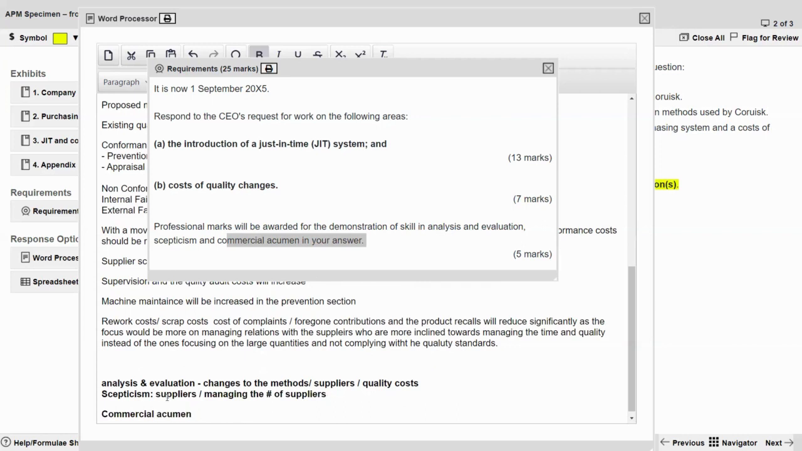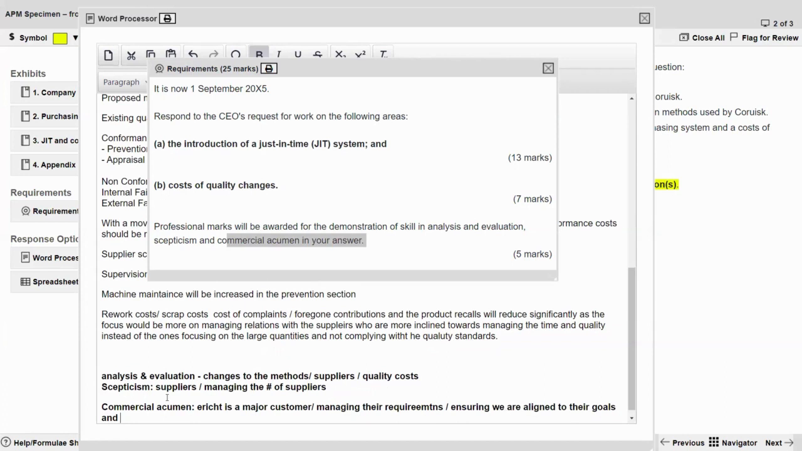With respect to commercial acumen, understanding that Erit is a major customer, managing their requirements, and ensuring we are aligned to their goals and objectives, that's all a demonstration of commercial acumen in this specific scenario.